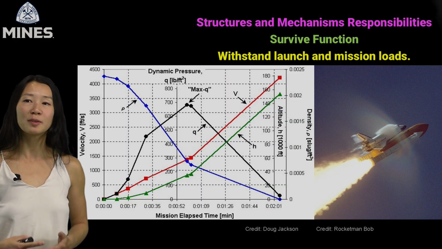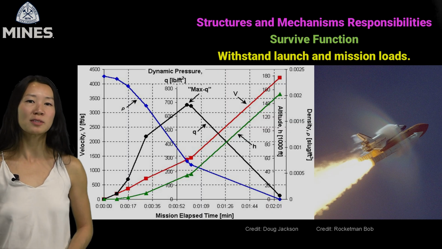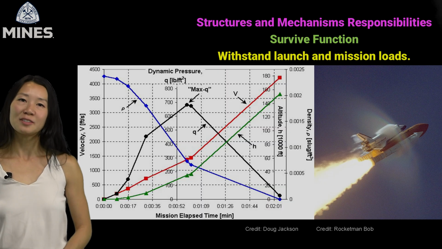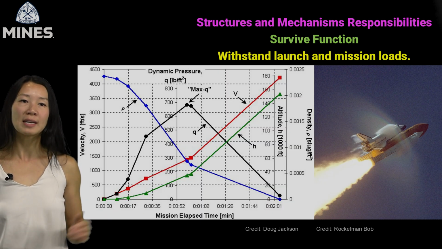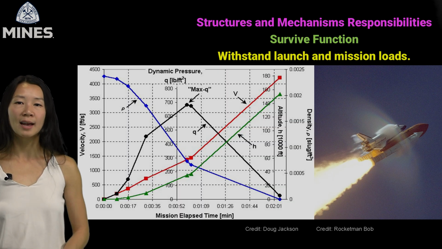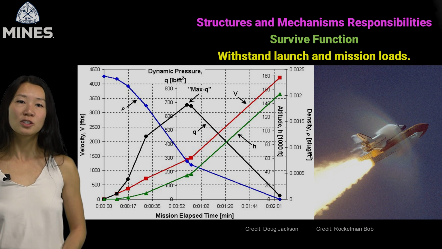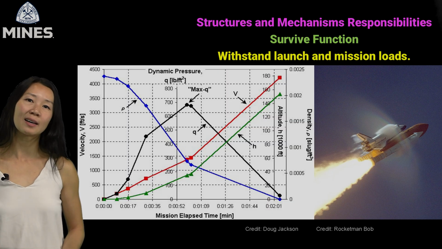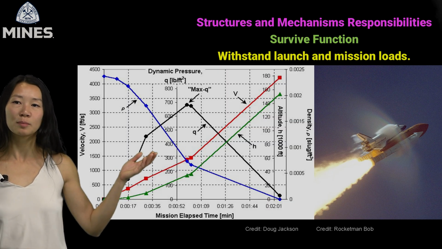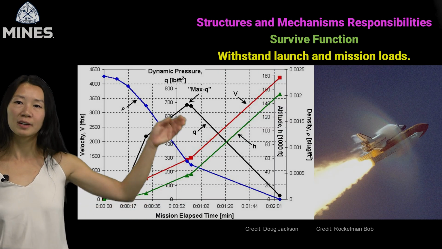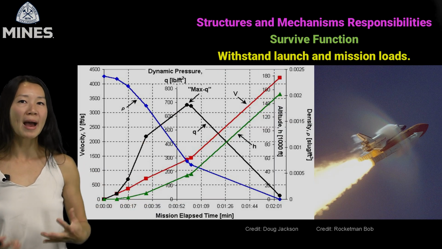This means surviving some of the most extreme mechanical environments a spacecraft will ever experience, particularly during launch. This figure shows a dynamic profile from a typical space shuttle launch, plotting how altitude, velocity, atmospheric density, and dynamic pressure change over time in the first 2 minutes. The black line is the key line to interpret, representing dynamic pressure, which is proportional to 1/2 rho v squared. Notice that around 1 minute into launch, right here, we reach a point labeled max Q.